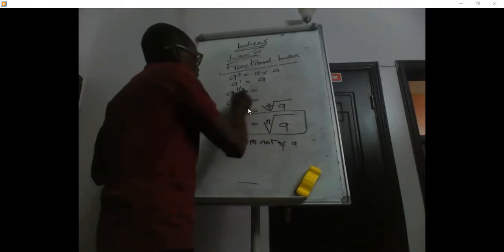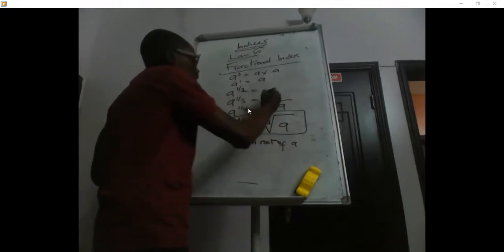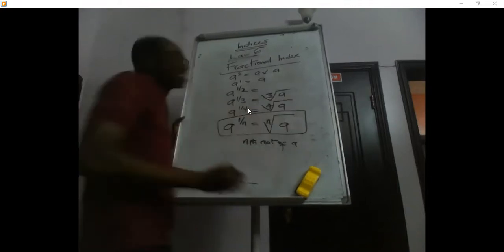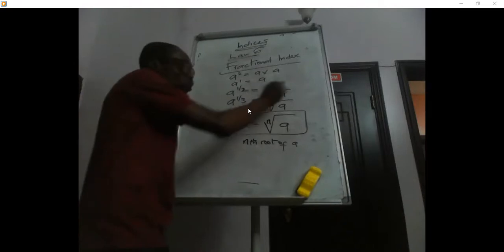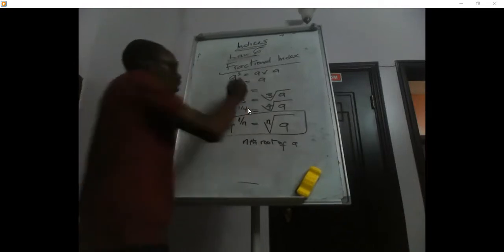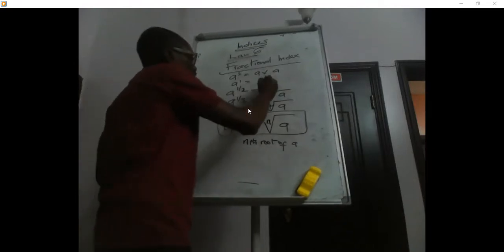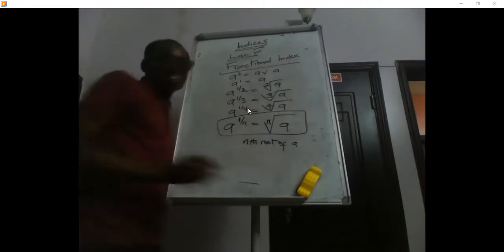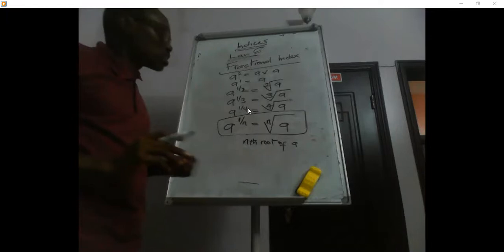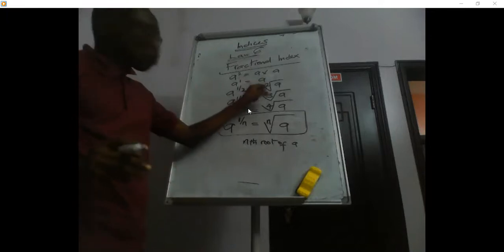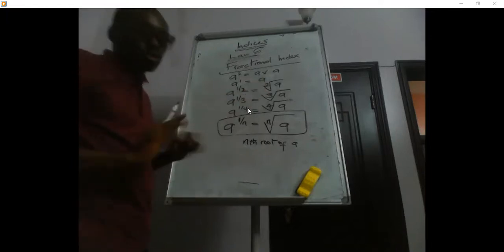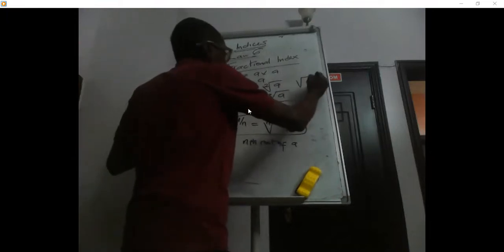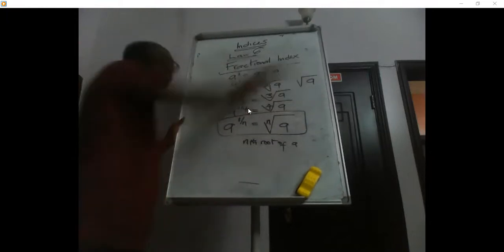For this one, A raised to the power 1 over 3 is going to be the third root of A, which is the same thing as the cube root of A. Now, this one is going to be the second root of A, which is the same thing as the square root of A. But for this one, we're not going to put the 2. The 2 is not going to be written down. We'll just write it this way, without a 2.